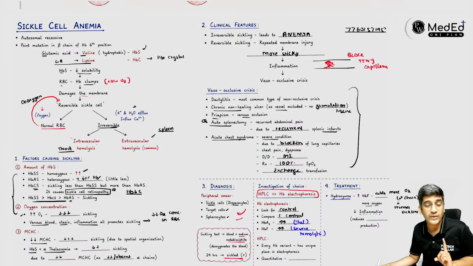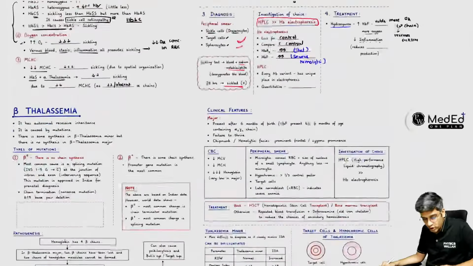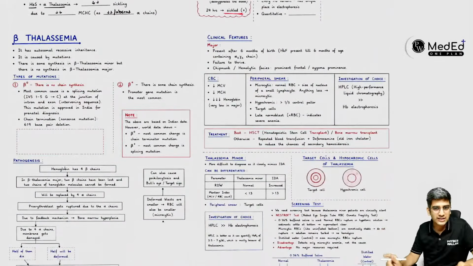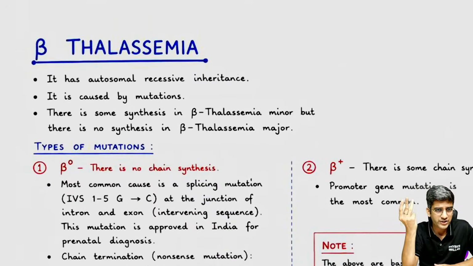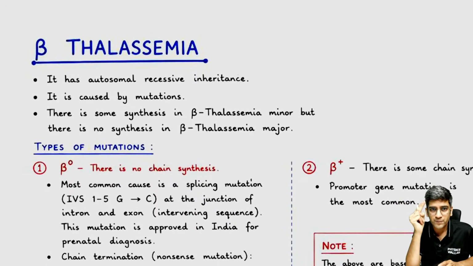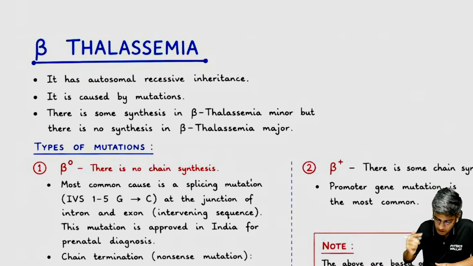Let's go to Thal major. There are a few reasoning why questions in Thal major. I'll definitely talk about them when we come to it. Just a single slide for all the important information for Thal major. Let's zoom in. Thal major is an autosomal recessive inheritance. Obviously, it's due to mutations, right? There are two things in Thal major. In Thal minor, I have reduced synthesis. In Thal major, I have no synthesis at all, right? What are the types of mutations?